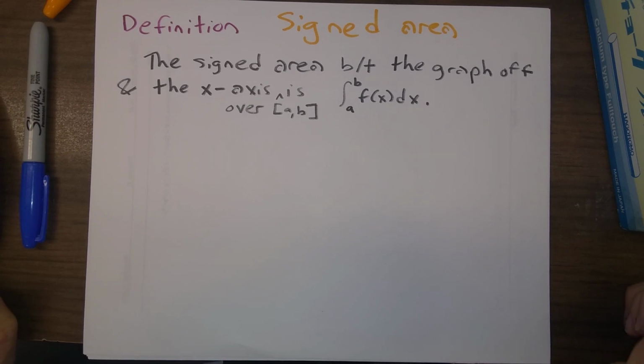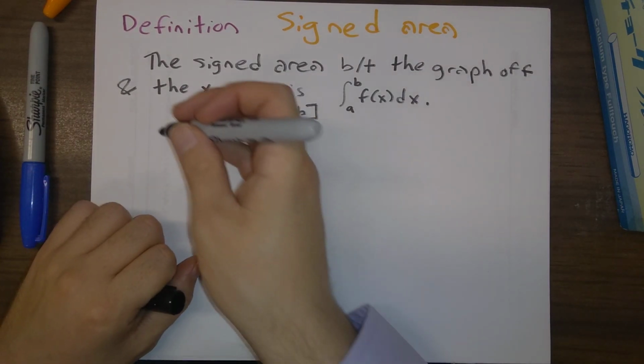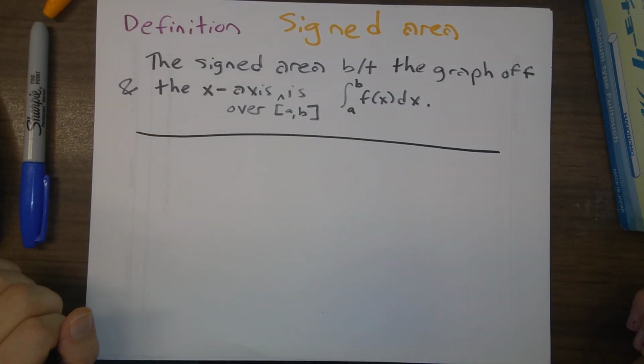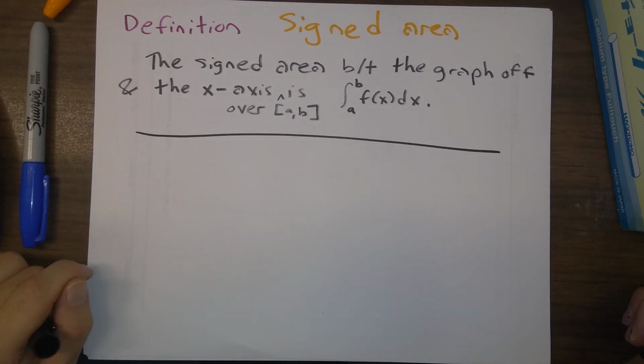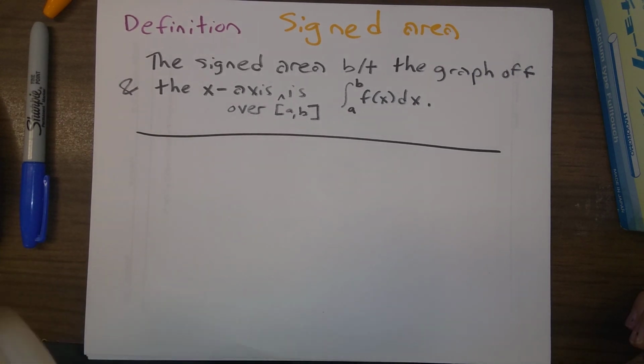Last video I made a brief reference to area. I want to say a little bit more about it here. So we're going to find signed area. The signed area between the graph of f and the x-axis over the interval a to b is simply defined to be the definite integral from a to b of f of x dx.